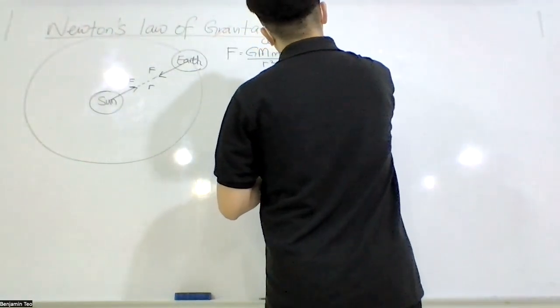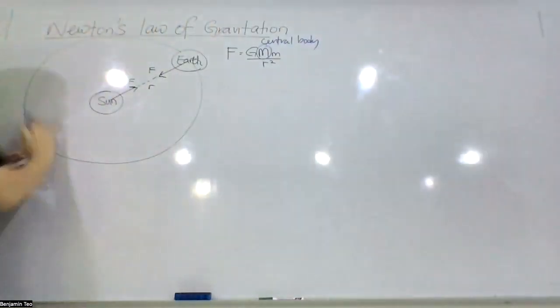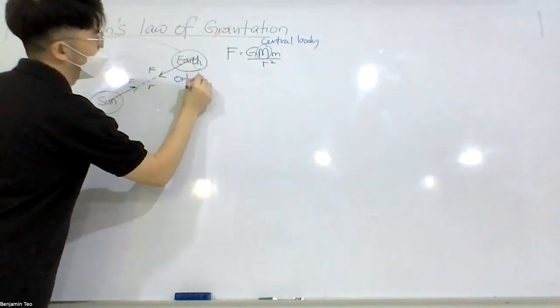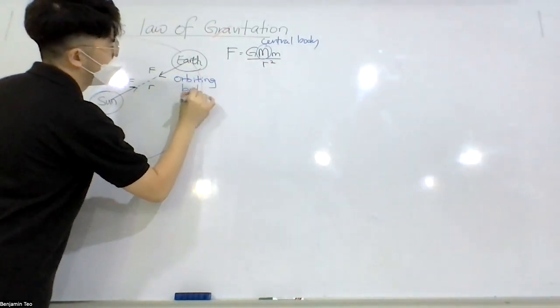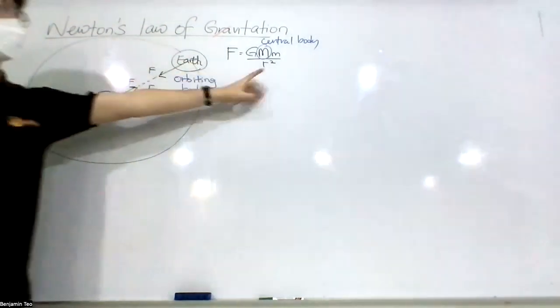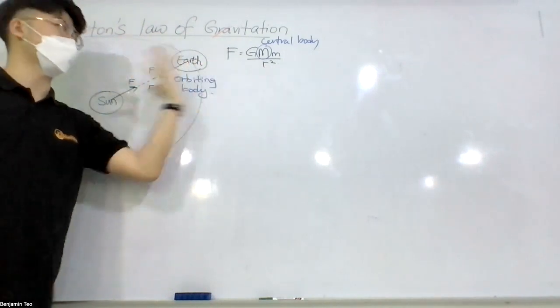Central body means any body that is being orbited. This I will call the orbiting body. Okay. Centripetal force is the gravitation. Is there any other forces? Unless you have a planet over here that is going to act a force on this one, so that's going to affect this one.